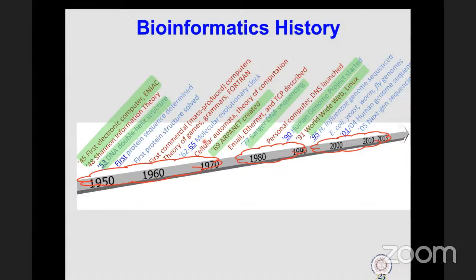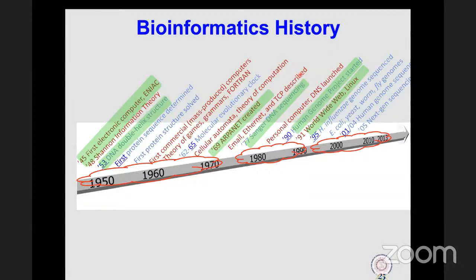And 1969 is an important time, when ARPANET was created. ARPANET was created by the US Army to communicate among themselves during warfare, and from ARPANET, the internet evolved. It provided features like email, Ethernet, and TCP protocol.